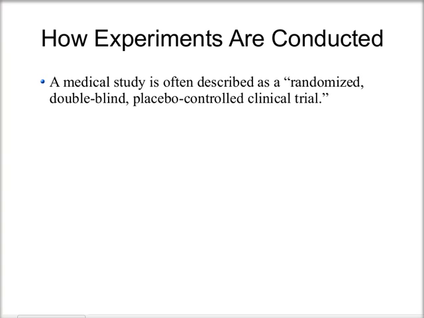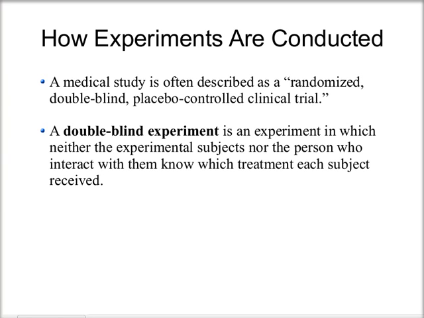The next words we want to look at are double-blind. And a double-blind experiment is an experiment in which neither the experimental subjects nor the person who interacts with them know which treatment each subject received. So the subjects don't know whether they are in the control group or the treatment group, and neither do the people who are interacting with them.